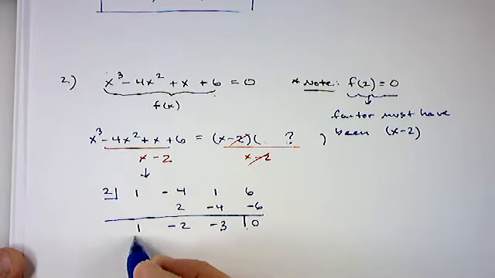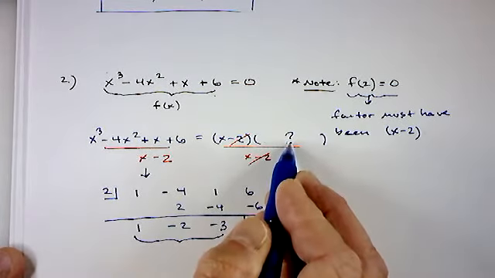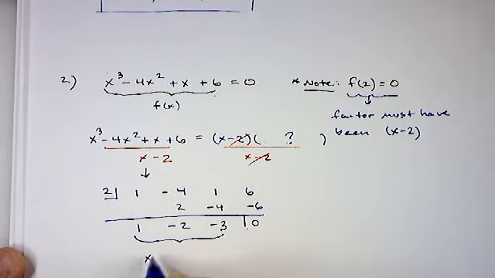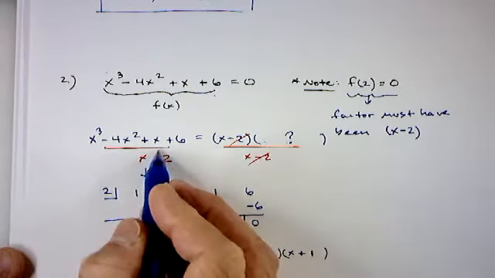But more importantly, what it tells us is the remaining factor here must be x squared minus 2x minus 3, which is just a regular old quadratic, which we know happens to factor into x minus 3 times x plus 1. And so we have this thing completely factored.